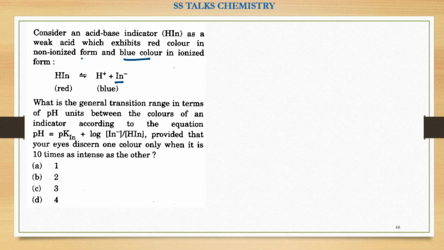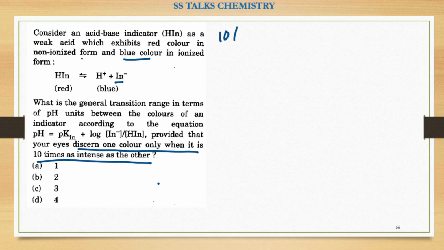So what is the general transition range in terms of the pH units between the colors of the indicator, according to the equation pH is equal to pKin plus log of [In⁻] upon [HIn], provided that your eyes discern one color only when it is 10 times as intense as the other one? Which means your eyes will be able to depict the color in the acidic or in the basic medium when one of the concentrations is 10 times that of the other one.